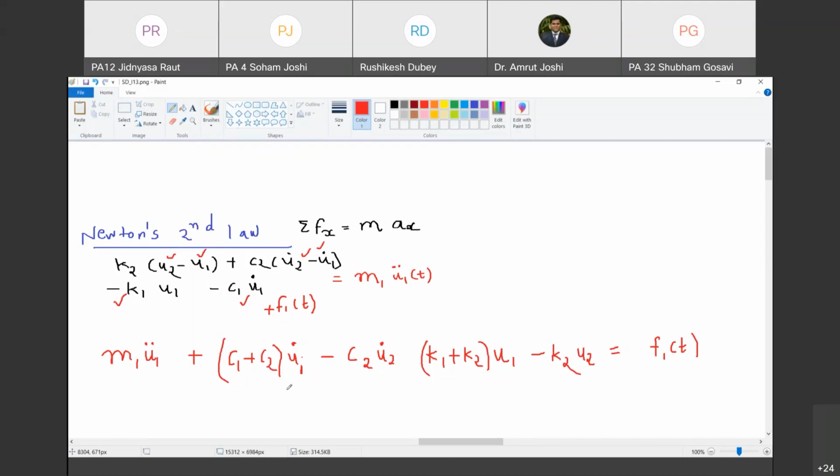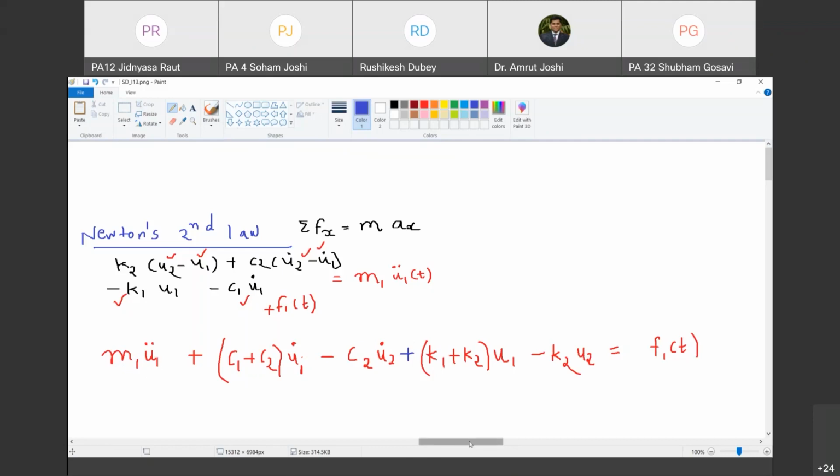Yes, sir. And on the right hand side as usual we have a forcing function, which is F1 of t. Happy? Yes, sir. So now look at this equation and tell me what all is time dependent and what all is not. Is M1 time dependent? No. Do you agree with me? Yes, sir. We consider M1 to be constant. Is u1 dot of t time dependent? Yes. C1 plus C2 constant, u1 dot of t time dependent, C2 constant, u2 dot time dependent, K1 plus K2 constant, u1 time dependent, K2 constant, but u2 time dependent. Are you with me? Yes, sir.